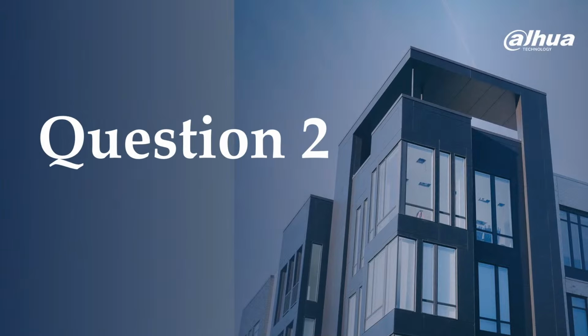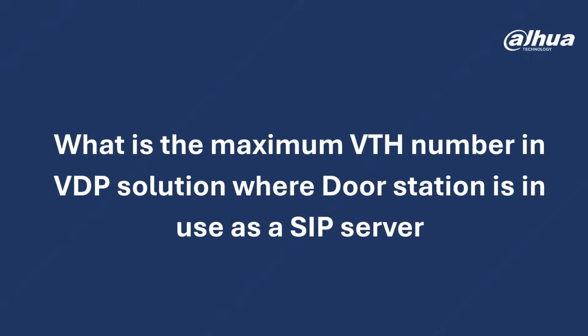Okay, we just arrived at question 2, so everybody please be prepared, because the next question will be really hard. And yeah, I checked the stream. What is the maximum VTH number in a VDP solution where the door station is in use as a SIP server? So when VTO is the SIP server, what is the maximum VTH capacity?